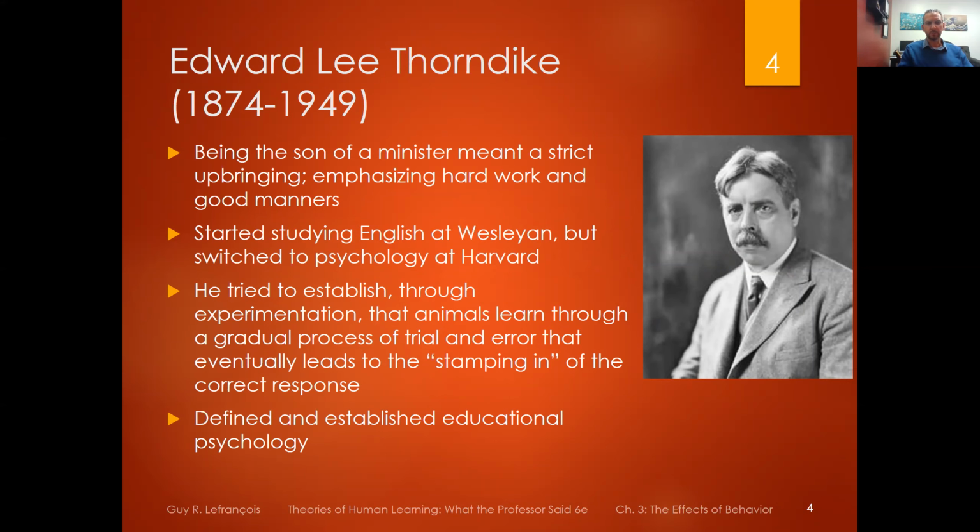He tried to establish through experimentation that animals learn through a gradual process of trial and error, and that each trial leads to the stamping in of a particular behavior. I'll explain what I mean in a little bit. One of the areas that you should know Thorndike had a big impact was on the field of educational psychology. So the idea that we should do testing, so you can thank him or blame him for things like standardized testing, SAT scores, things like that.